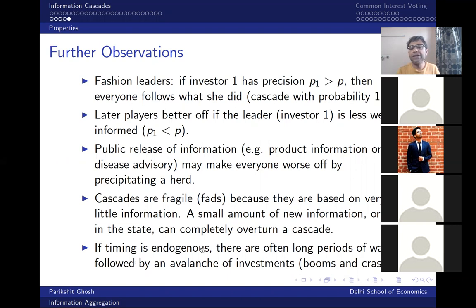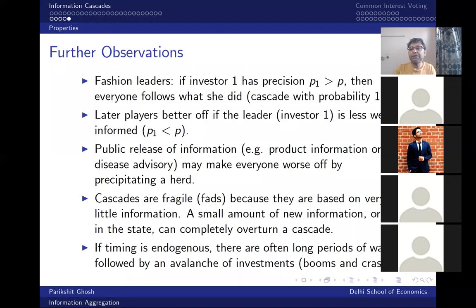And the question is, the model kind of artificially assumes that there's a fixed predetermined sequence in which people have to make decisions. Now, if you think of, let's say, the stock market, I can buy a stock today or tomorrow or the day after tomorrow. I can also choose my timing.